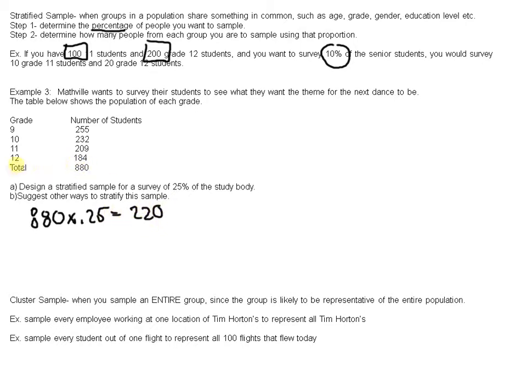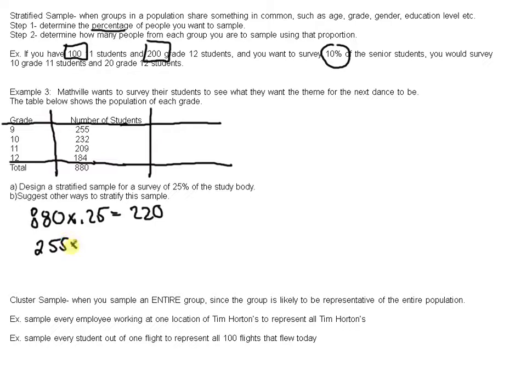So in order to break those up, let's break this up. Nice T-chart. Okay, in order to break up those 220 students, we need to know how many of each. So there's 255 grade 9s, and we want to sample a quarter of those individuals. So that's, it says 63.75, but we can't sample 0.75 of a person, so let's just round up to 64.